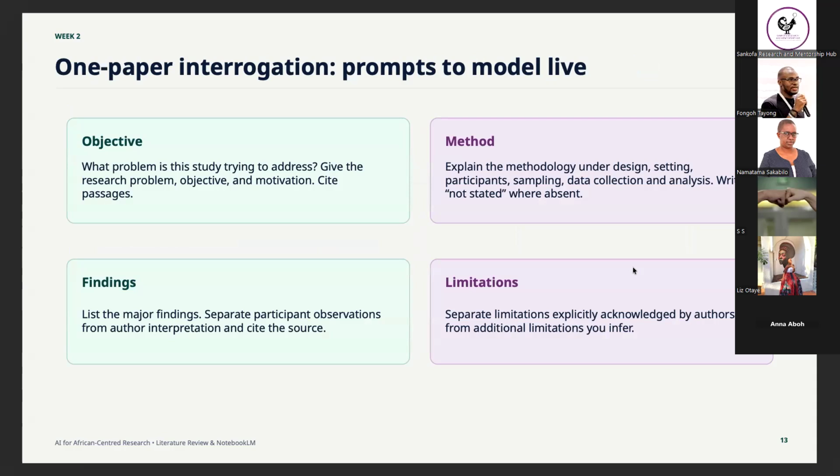So, one: paper interrogation prompts to a live model. How do we prompt it? What is the objective? When you have uploaded your paper, you can ask, what problem is this study trying to address? Give the research problem, objective, and motivation. You should cite the passages.